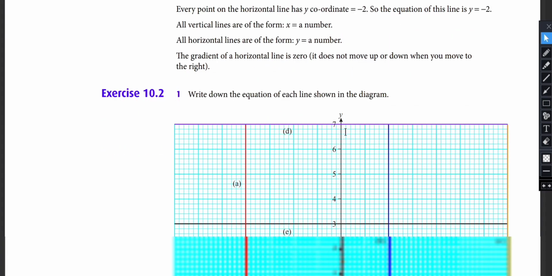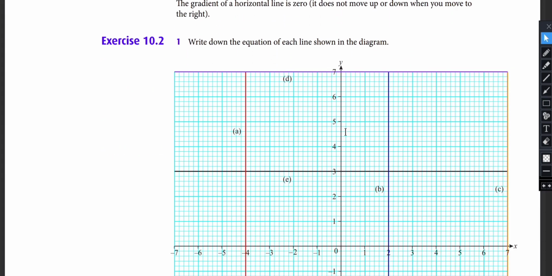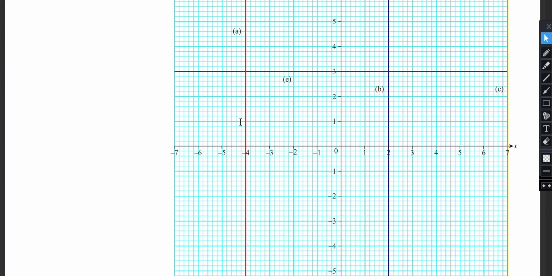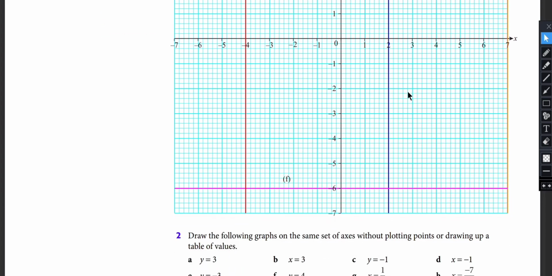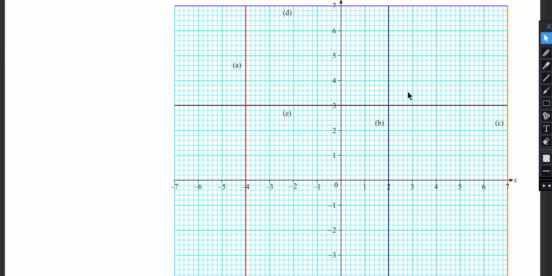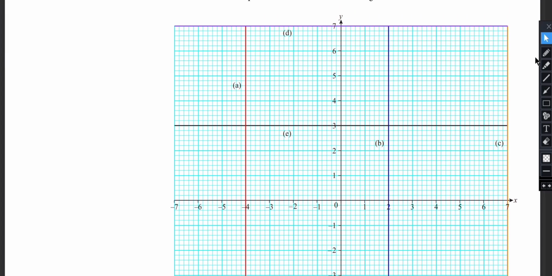Now, exercise 10.2, question number 1. It says write down the equation of each line in the diagram. So for all of these parts, A, B, C, D, E, F, we have to tell the equations. In the previous example, we saw that when there was a horizontal line, we wrote y is equal to -2, and for the vertical line, it was x is equal to 3.